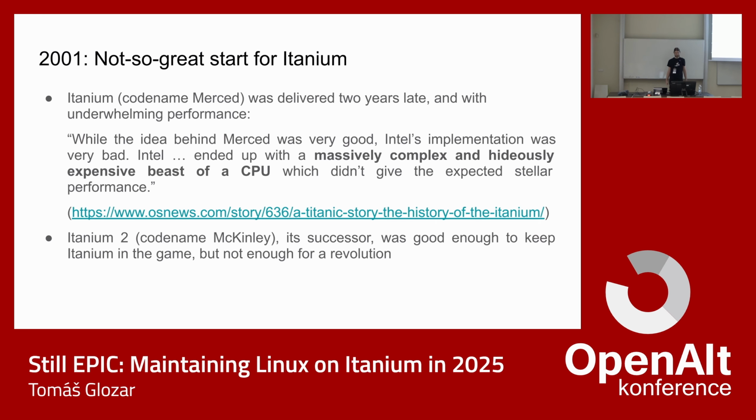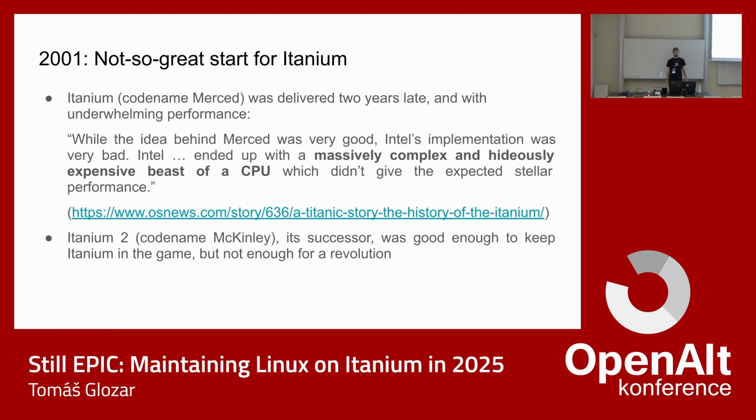And as you see, this is a snippet from news from the time. This was published on OS News. They called it a massively complex and hideously expensive beast of a CPU. And this is not very good for publicity, but Intel decided to try to fix this fiasco with Itanium 2, codenamed McKinley, which was its successor. And Itanium 2, fortunately, was good enough to keep Itanium in the game. It was a CPU you could use.